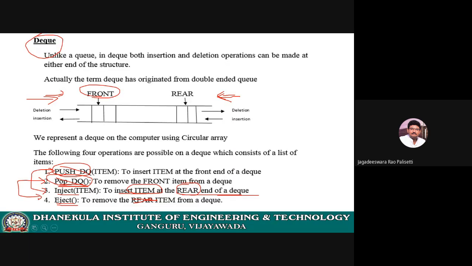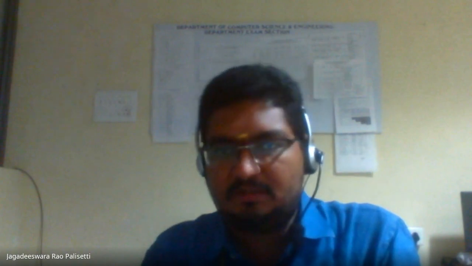Okay, so that is about types of a queue. This is the end of the first part of the queues data structure. Next class we will start the stack data structure. The second part of unit 3 is about stacks.